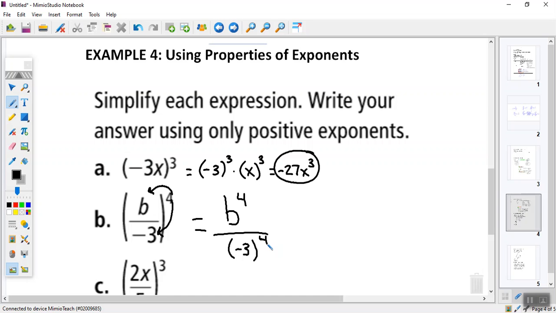So let's think. -3 times -3 is +9. Times another -3 would be negative 27. Times another negative, I'm back to a positive. What's 27 times the 3? Negative 27 times negative 3. 81. Okay? And if you're not sure about what those numbers are, punch them in your calculator. If you ever have to take a negative value to a power, always put negative values in what, kids? Parentheses. Okay? This becomes b to the 4th over 81.